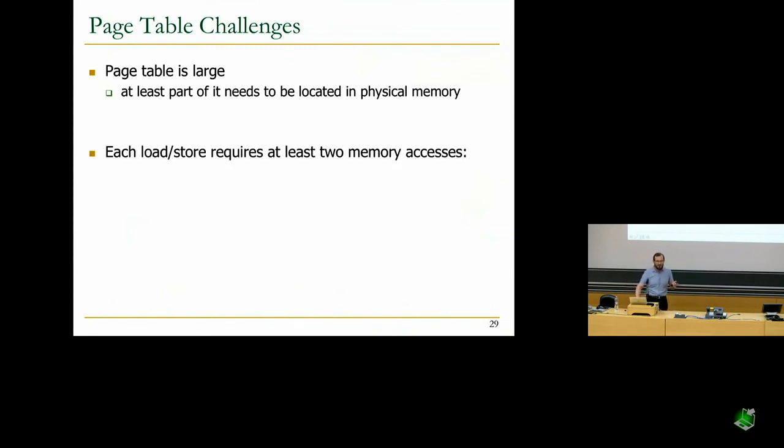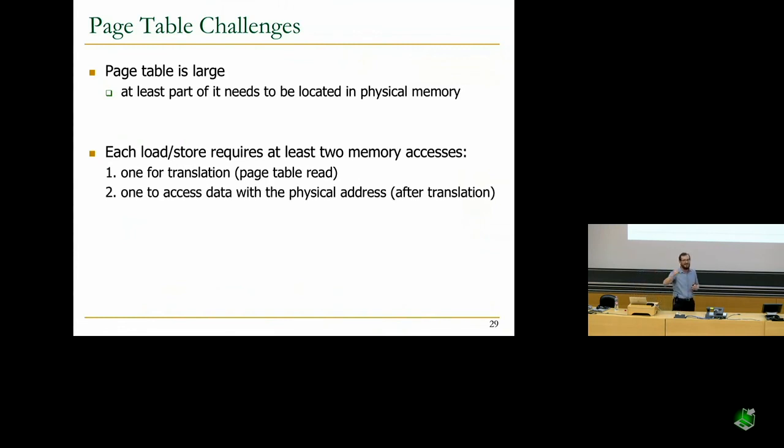But there's another issue. Each load and store requires at least 2 memory accesses right now, right? Before, if you had physical addresses, you could just go to memory. But now, you need to first take the virtual address, go to the page table, translate the address. Now you have the physical address. Now you go and find the data at that physical address. What we've done is we've doubled, at least doubled, the number of accesses that we do for a given load or store. This sounds terrible, right?